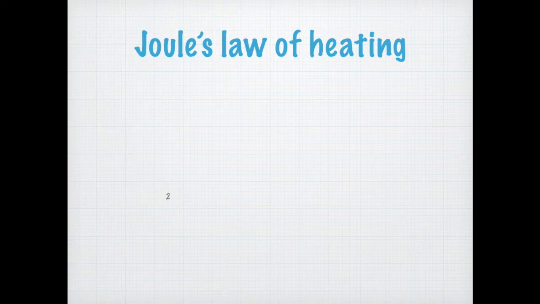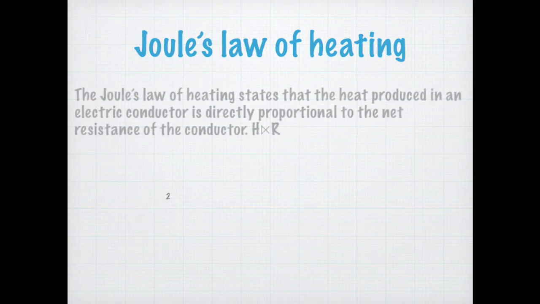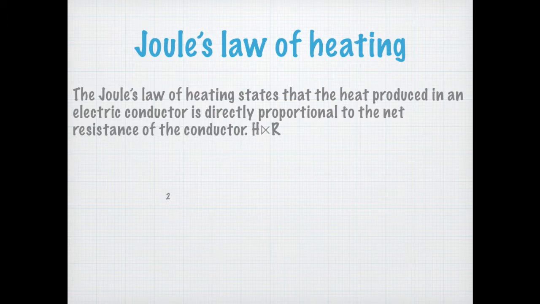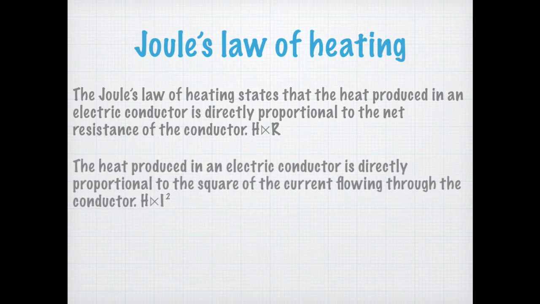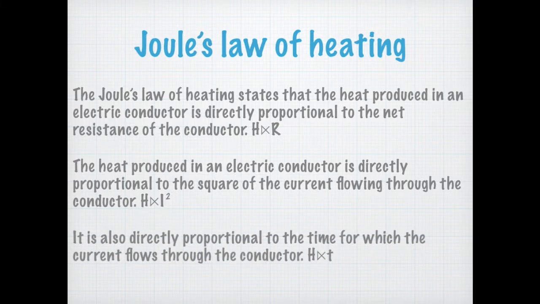Now, what is Joule's law of heating? Joule's law of heating states that the heat produced in an electric conductor is directly proportional to the net resistance of the conductor. So H is directly proportional to R. The heat produced is directly proportional to the square of the current flowing through the conductor. So H is directly proportional to I squared. It is also directly proportional to the time for which the current flows through the conductor. So H is also directly proportional to T.